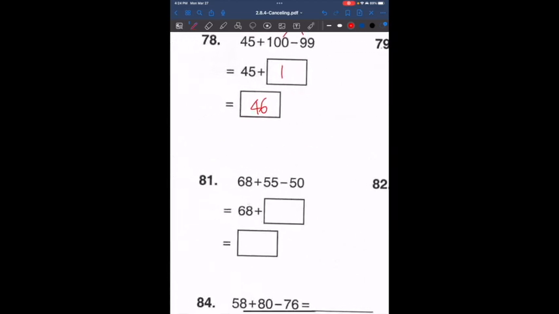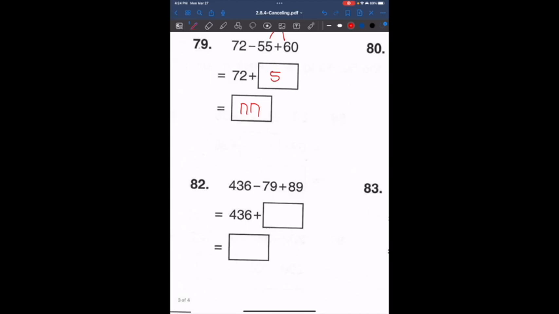So we'll look at question 81. 68 plus 55 minus 50. Again, these two can be almost canceled out. 55 minus 50 is 5, so 68 plus 5. If we do the addition, that gives us 73.